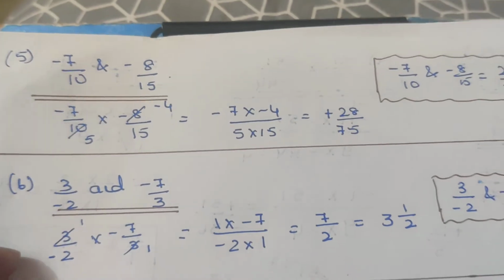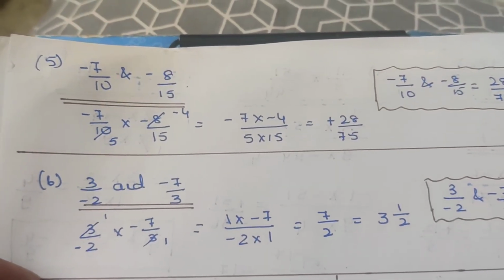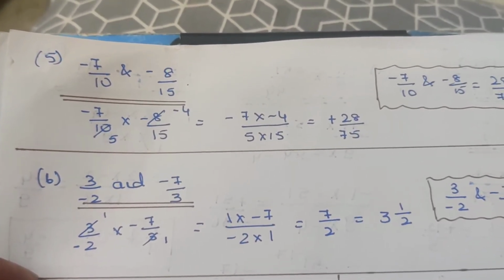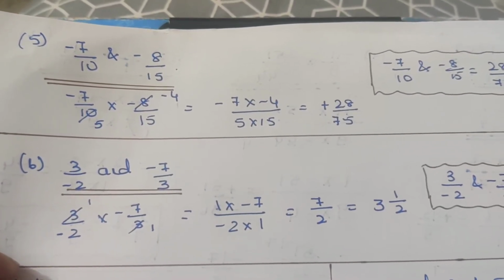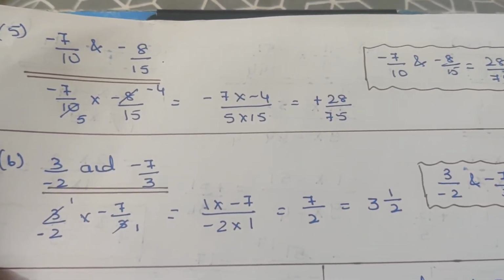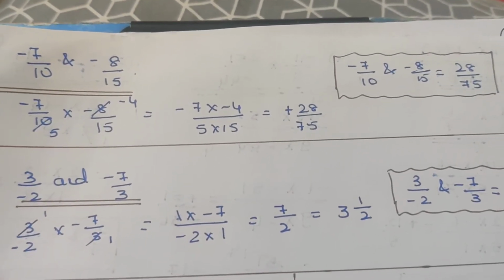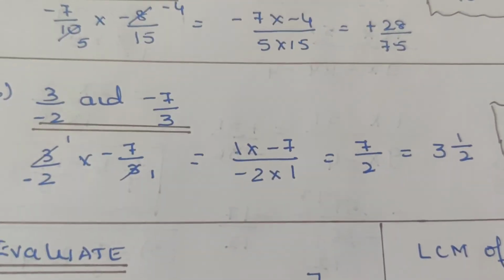Fifth sum. Minus 7 by 10 and minus 8 by 15. That's minus 7 by 10 into minus 8 by 15, which is equal to minus 7 into minus 4 by 5 into 15. That is equal to 28 by 75. Therefore, minus 7 by 10 and minus 8 by 15 is equal to 28 by 75. Hope this is clear. Let's move on to the next one.